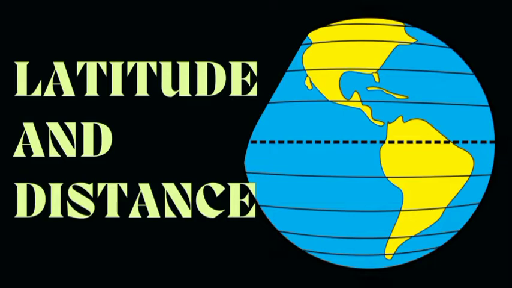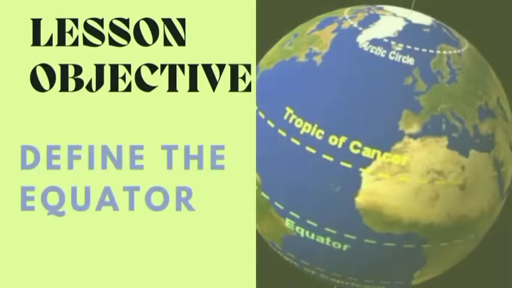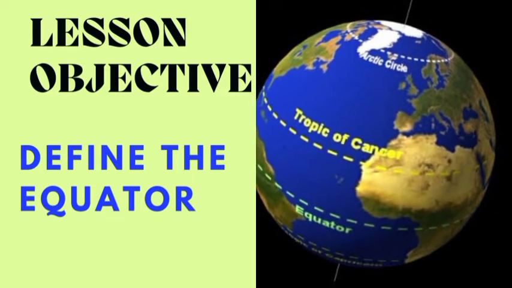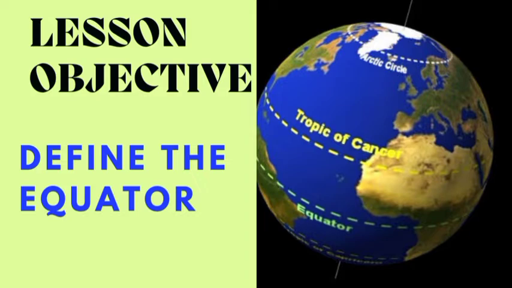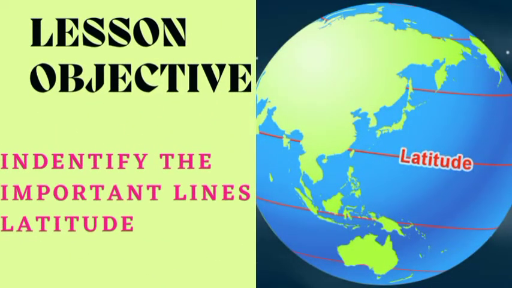And in this lesson, we'll be looking at various objectives. One, we should be able to state the meaning of latitude. What do we refer to as latitude? What line of the globe do we refer to as latitude? And also, we'll be looking at another interesting line of latitude, which is called the equator. We should be able to define the equator. How do we define the equator? Why is there a specific interest in the equator?